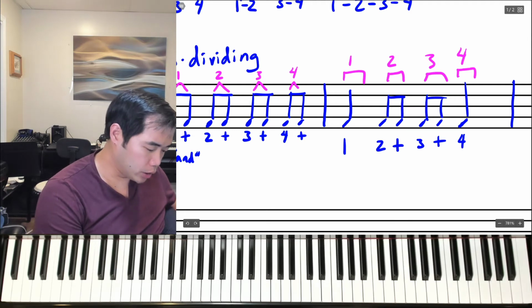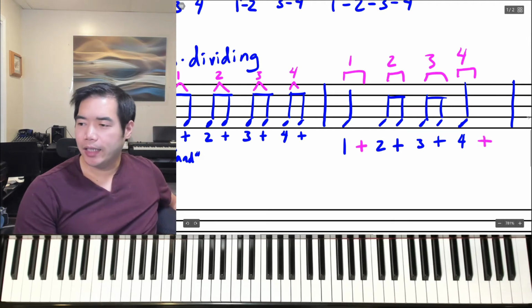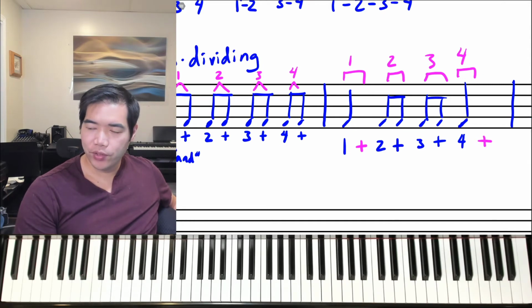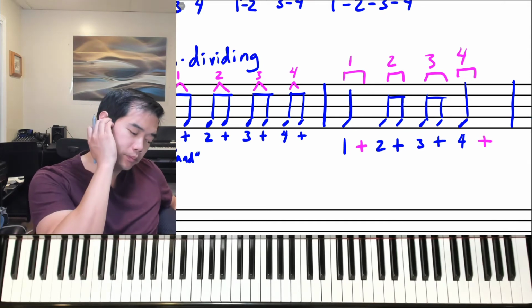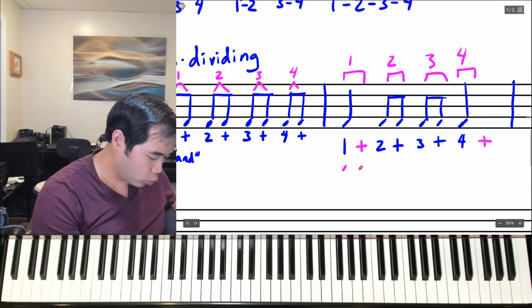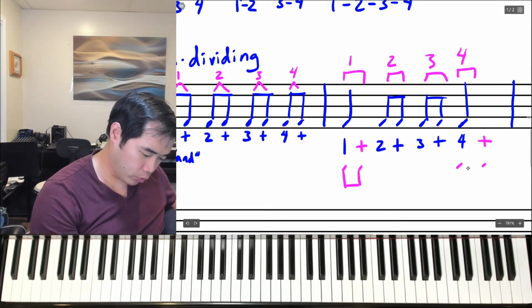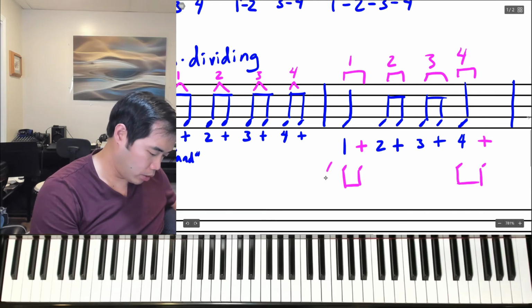Now, what we're also going to do is fill in the ands for beats 1 and 4. This is called subdividing. Because even though it's not written, we know that that quarter note is actually equal to 2 eighth notes, and the same for beat 4. Okay?